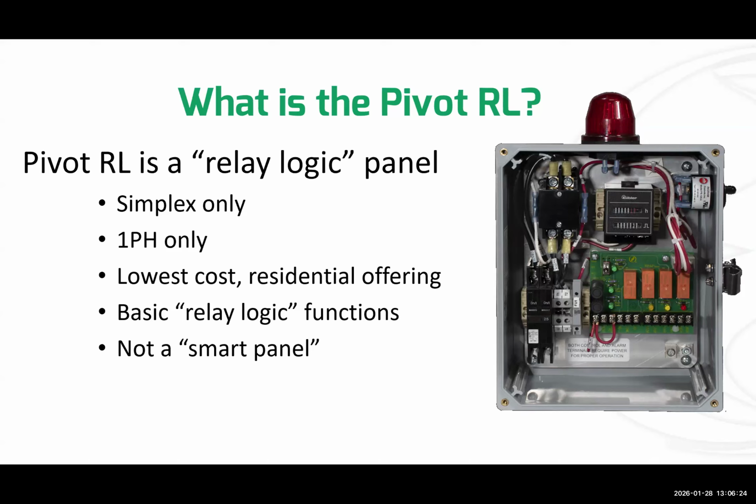So we have a panel that is a very simple relay logic, bare operational panel. The Pivot RL stands for relay logic. It is not a smart panel. It does not run any firmware. It does not have a microprocessor. The relay logic basically just means that it's using traditional little relays on this board here just to move electricity around to operate a motor contactor, operate a beacon, sound an audible alarm.